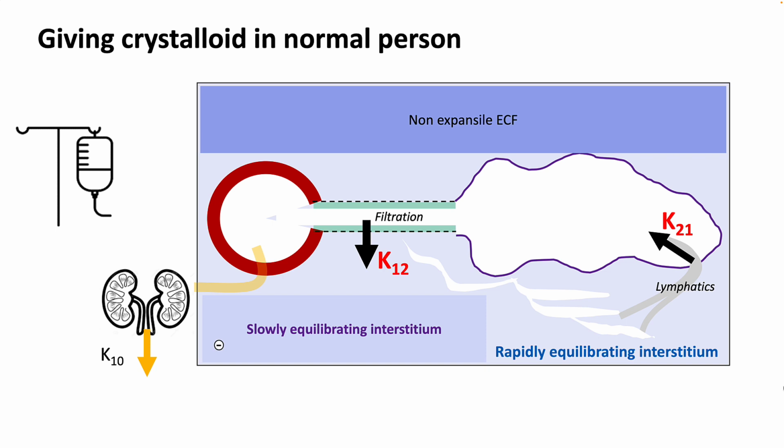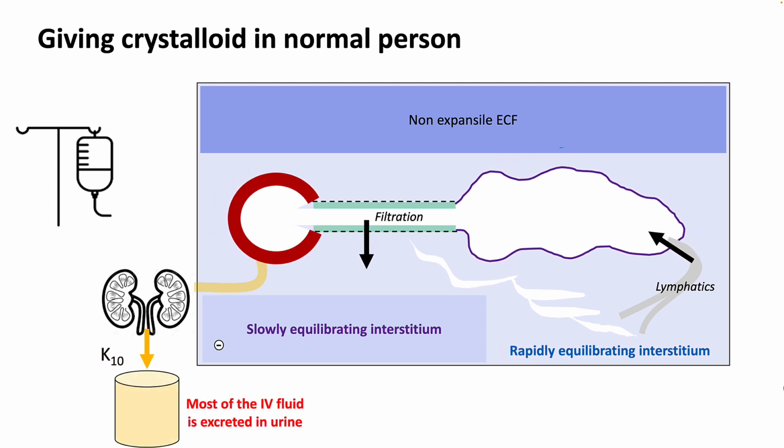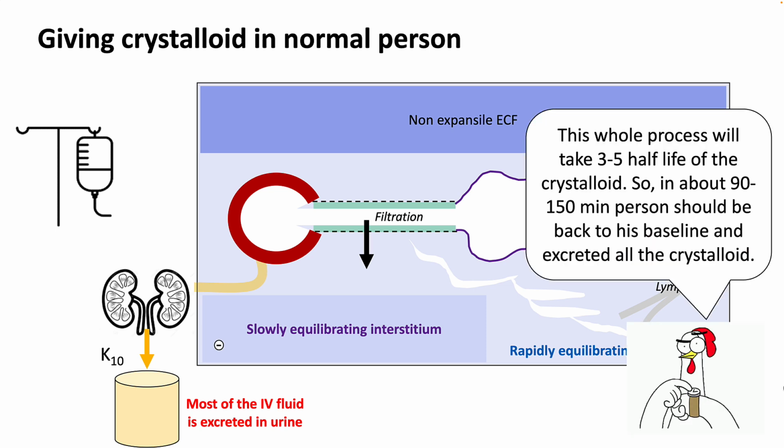As more fluid is filtered, your interstitial pressure is going to rise slightly. That will result in increased rate of lymphatic return. Meanwhile, you are urinating more because of increased perfusion pressure. And as the time goes on, most of the IV fluid will be excreted in the urine. This whole process will take 3 to 5 half-lives of the crystalloid. So in about 90 to 150 minutes, the person should be back to his baseline and have excreted all the crystalloid.